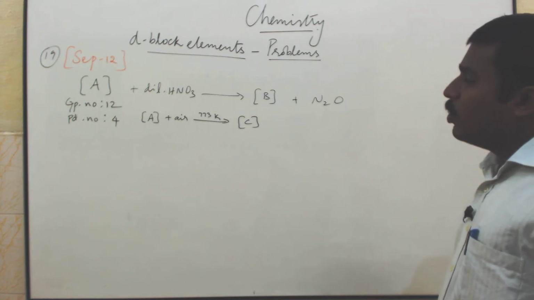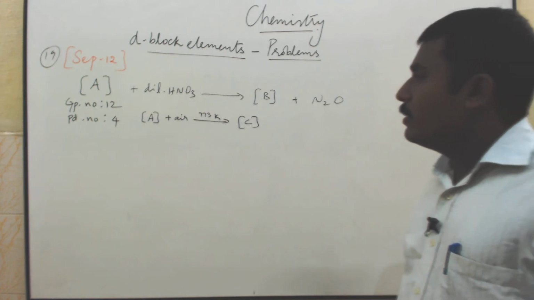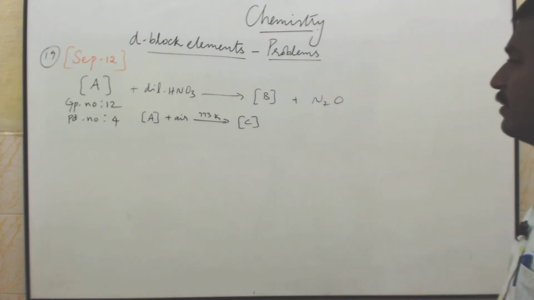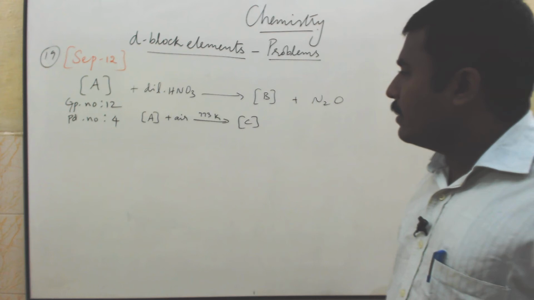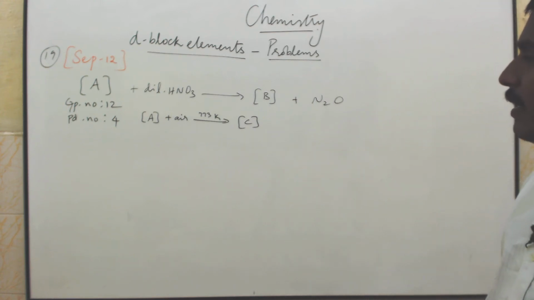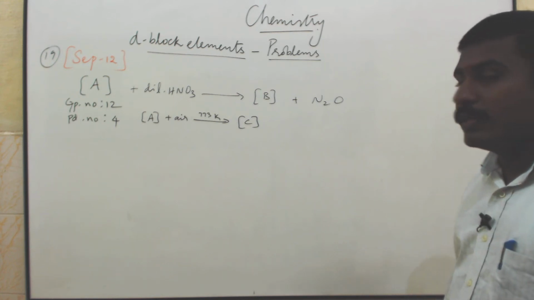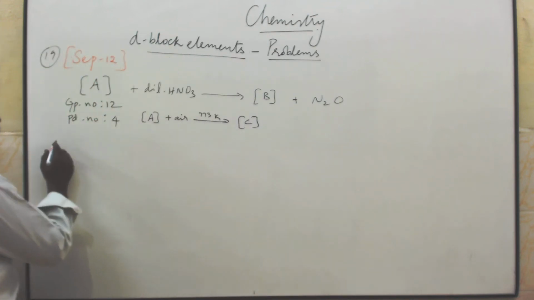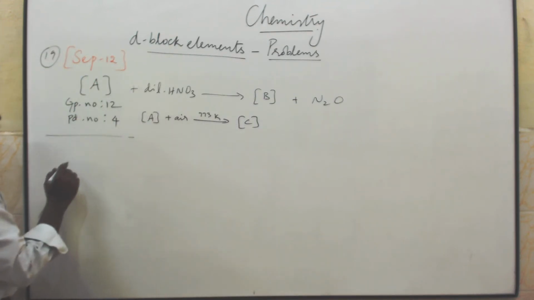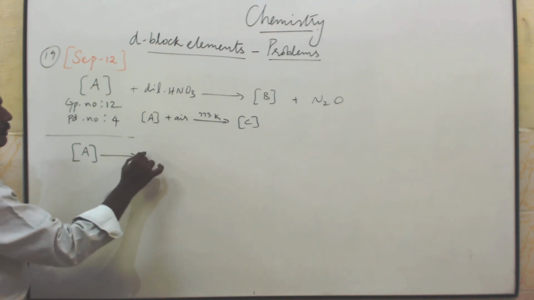So element A occupies group number 12, period number 4, which is zinc. So zinc reacts with dilute nitric acid, it gives zinc nitrate. Then zinc reacts with air at 773 Kelvin. It gives zinc oxide, also called philosopher's wool, which is compound C.